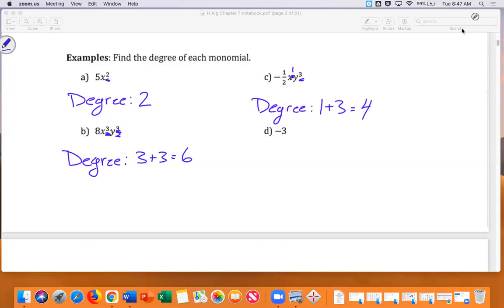Now, Dan, this one's very easy. D, what do you got? 0. Perfect. Now, how did you know it was 0? That's exactly it. There's no variable. All right, so it's the exponents of the variable. So if there are no variables, it's 0. Okay? The ones that are tricky are like C because there's no 1 up there with the X, but it's understood to be there.